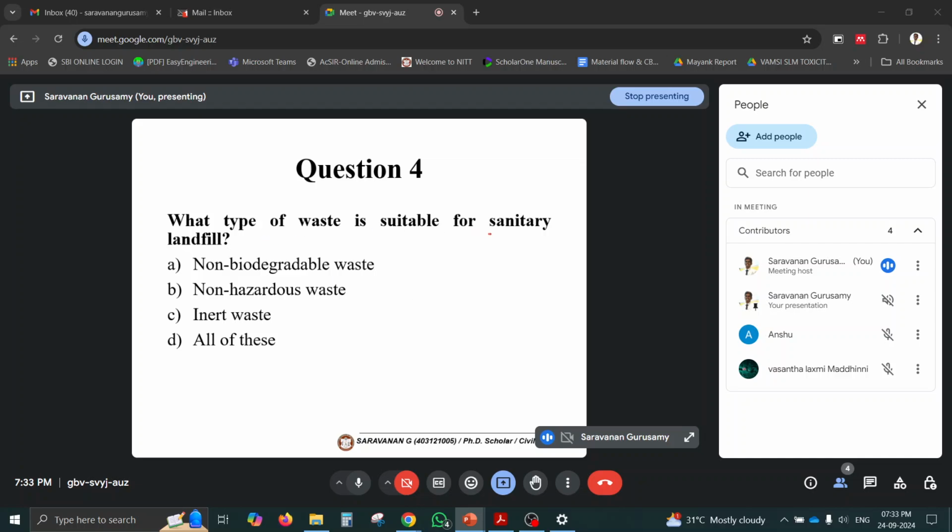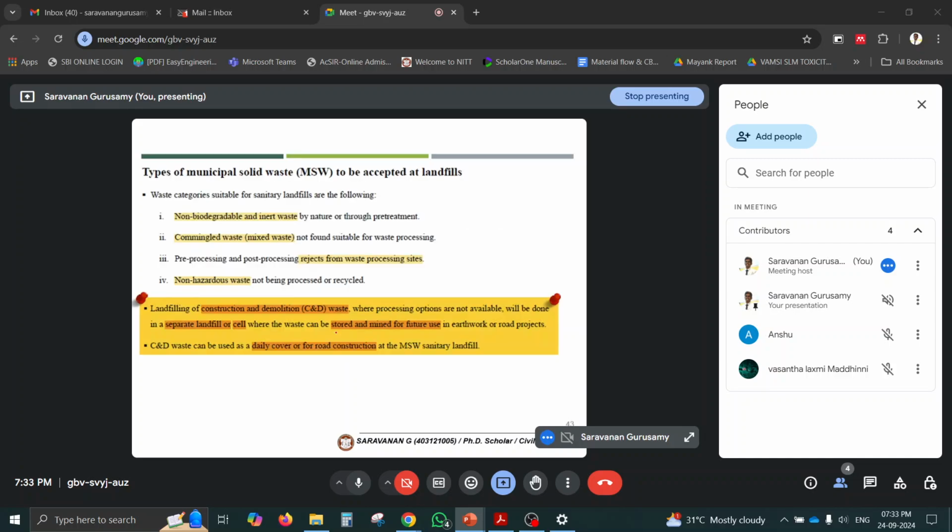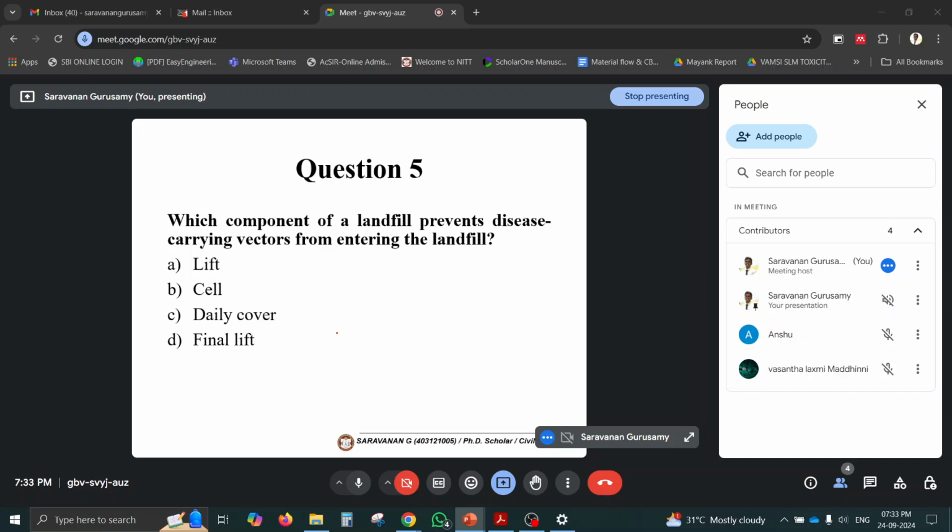What is the type of waste suitable for sanitary landfill? So non-biodegradable, non-hazardous, inerts, and commingled waste. All the above. Okay.